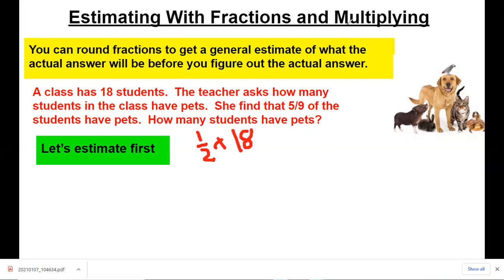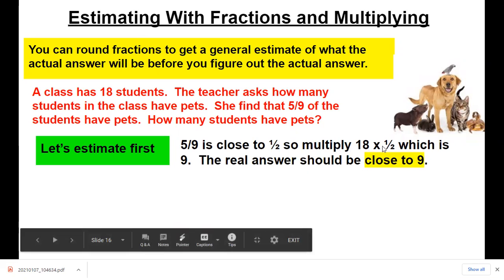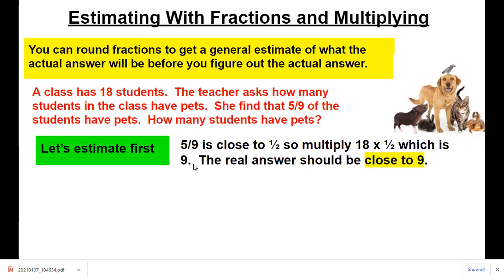So that's about what it is. So half of 18 is really easy, right in your head. You can just do half of 18, which is 9, right? So 5/9 is close to 1/2, so multiply 18 times 1/2, which is going to give you 9. So the real answer that we get should be close to 9. Let's do the real answer now.